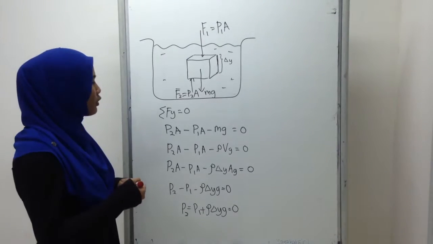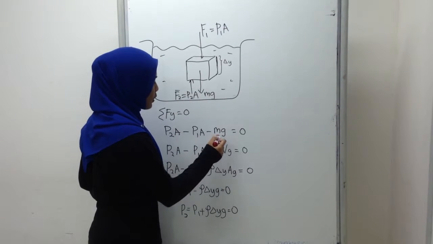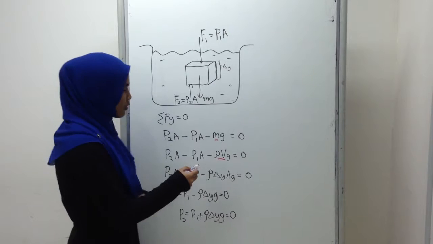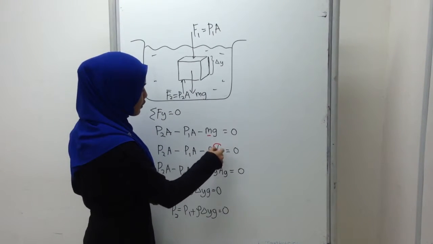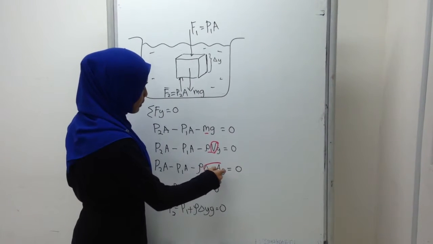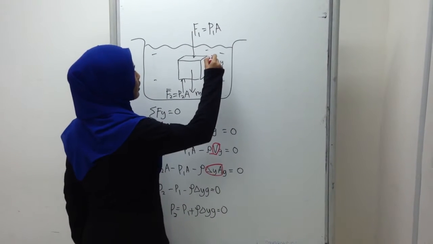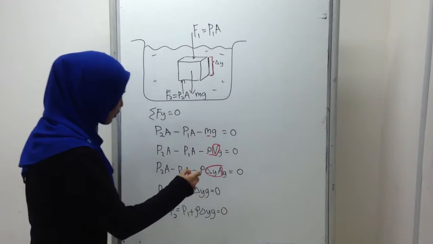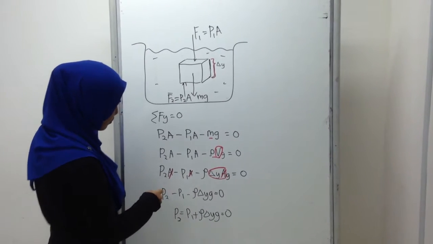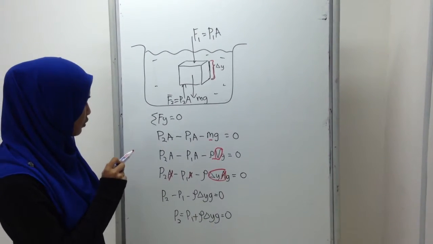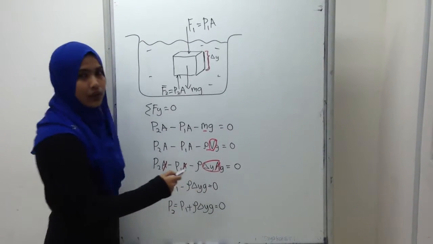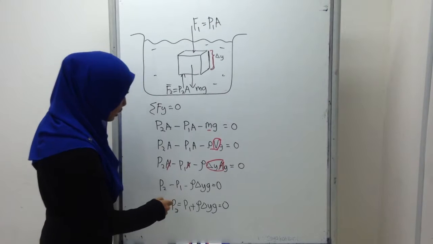We can substitute mass with the equation density multiplied by volume, and we can also substitute volume with area multiplied by delta y. Then we cancel out the area. We get P2 minus P1 minus rho delta y and gravitational acceleration g. So we rearrange the equation.